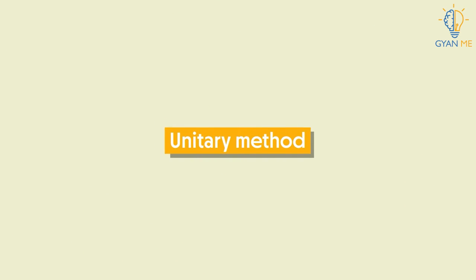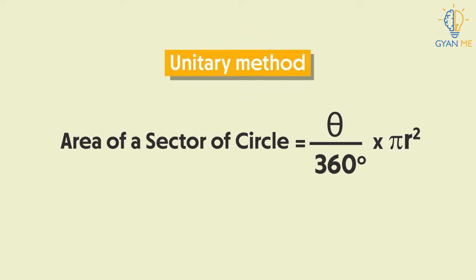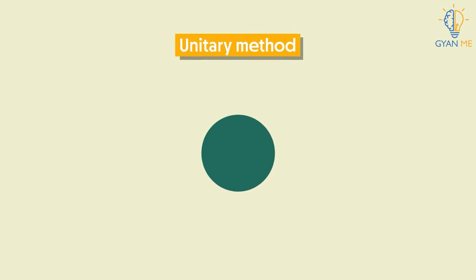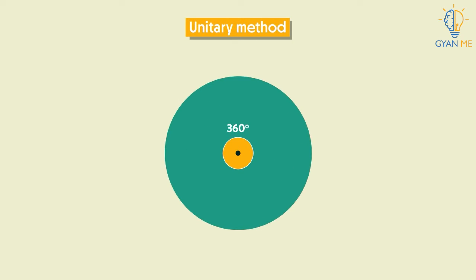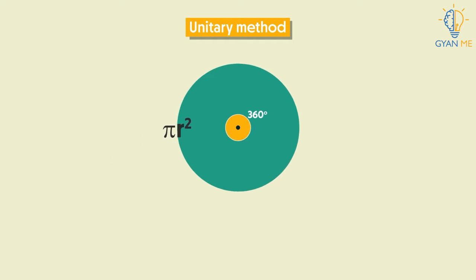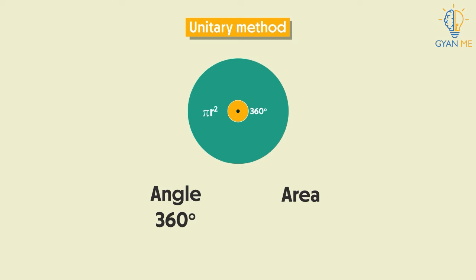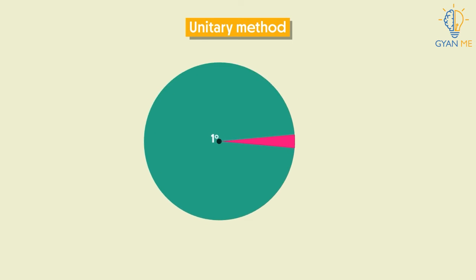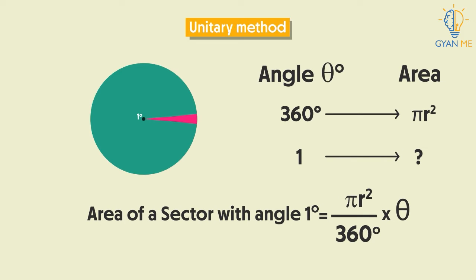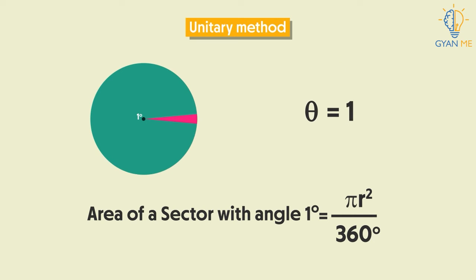Let's apply the unitary method to derive the formula of the area of a sector of a circle. We know that the angle of a complete circle is 360-degree and the area of the whole circle is given by pi r square, or we can say that if the angle is 360-degree, then the area of the region will be pi r square. Now, if the angle of the sector at the center of the circle is 1 degree, then the area of that sector will be pi r square upon 360 into theta, which is equal to pi r square upon 360, as theta is equal to 1.